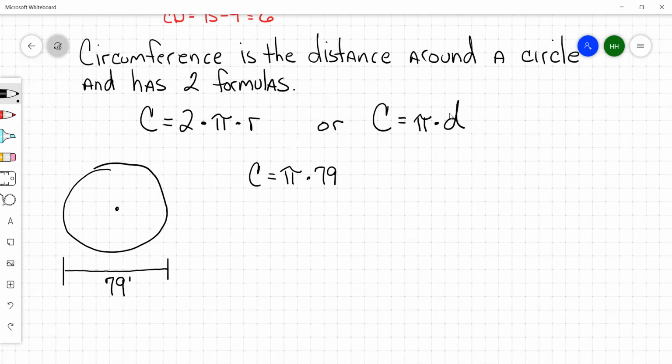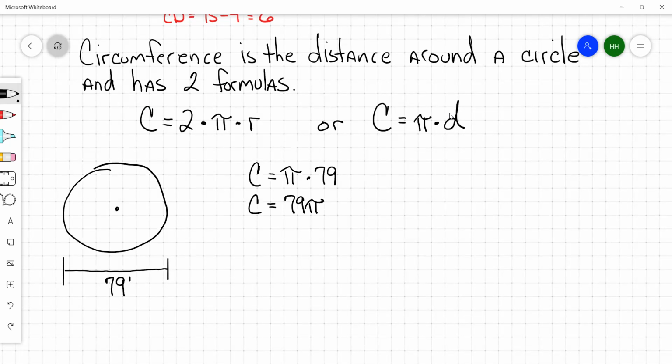All right, now, some of the questions you get asked this week, you will be told to leave your answer in terms of pi. If you're told to leave your answer in terms of pi, it means to leave the pi symbol in your answer. All right, so your circumference would be equal to 79 pi.